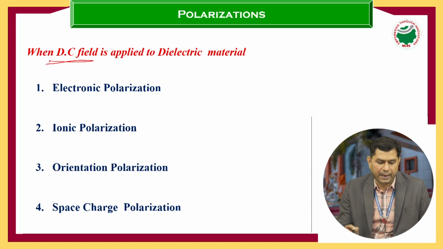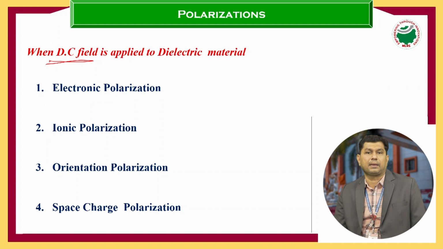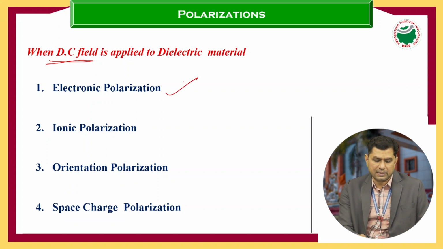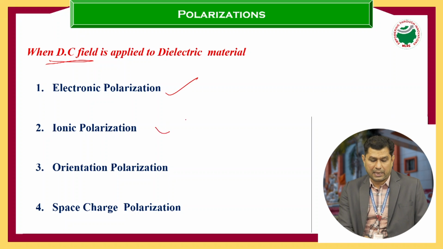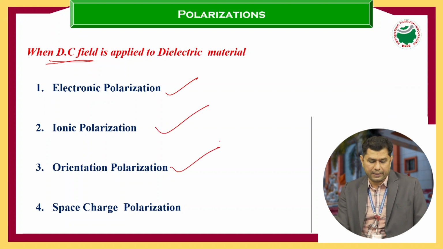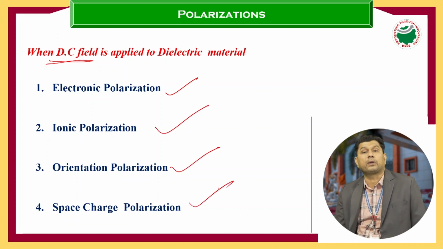Whenever we apply a DC field to a dielectric material, four types of polarizations take place. First one is electronic polarization, next one is ionic polarization, orientation polarization, and space charge polarization. In this session, I am going to discuss about these four types of polarizations.